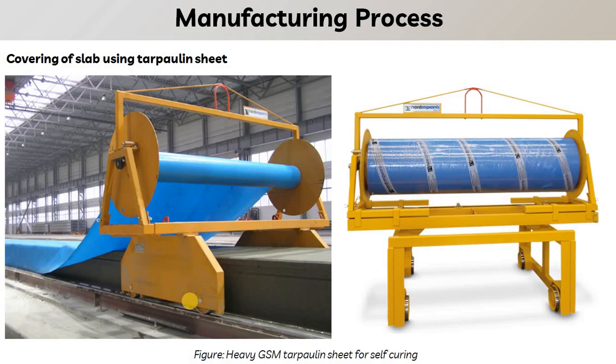After the production of the slab, the slabs are covered using tarpaulin sheets. Tarpaulin sheets are heavy GSM sheets which avoid the loss of water from the concrete, and they also create a self-curing type of environment that reduces manual water curing. So it will help us to gain high strength in a much lower time.